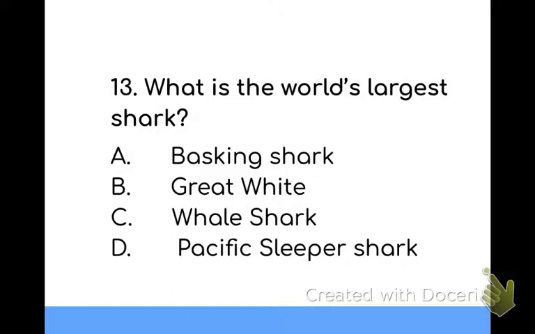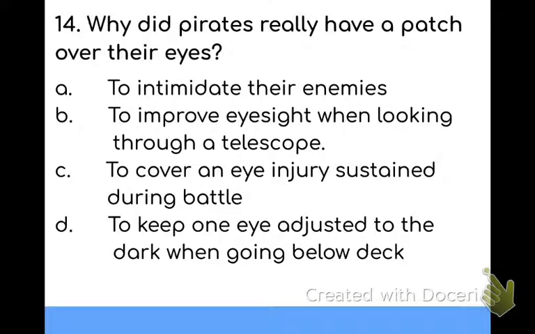What is the world's largest shark? A, B, C, or D? Go ahead and choose your answer. And 5, 4, 3, 2, 1. Number 14 of 15. Why did pirates really have a patch over their eye?